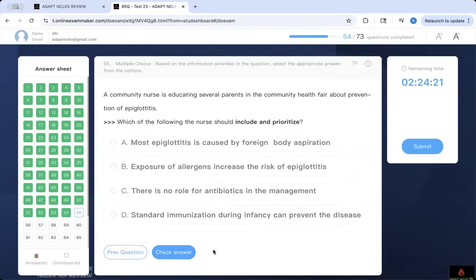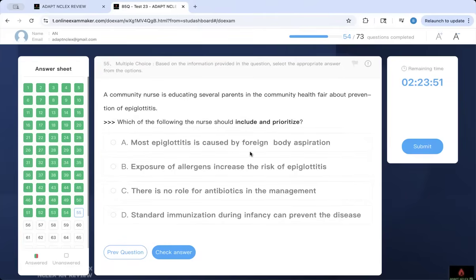The community nurse is educating several clients in the community health fair about prevention of epiglottitis. Community. What do you think? This is the way the new NCLEX will try to use this language to disturb you. Community nursing, same thing, preventive management, which is what? Health promotion. Which of the following should the nurse include and prioritize? How do you teach them about epiglottitis?